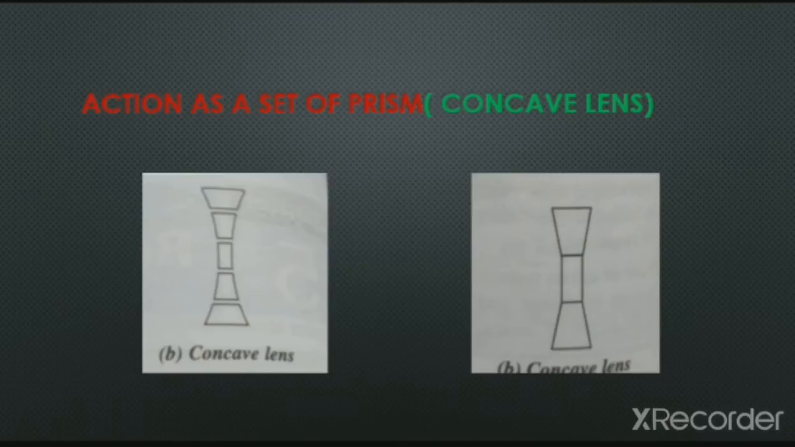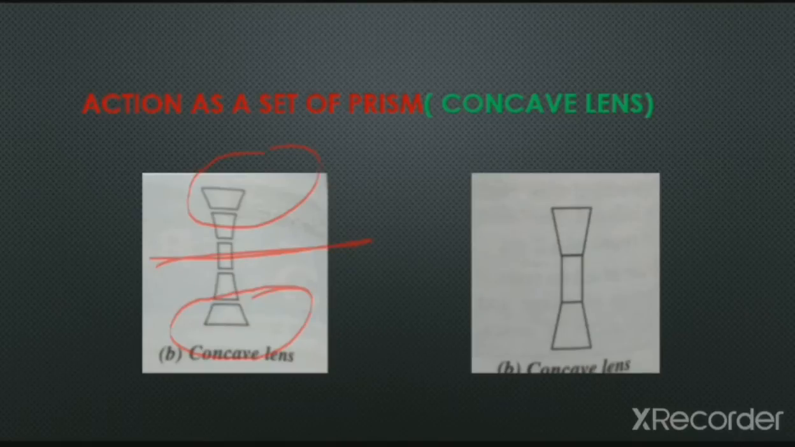So similarly, just like a convex lens, if we divide a concave lens into different smaller parts, what we will observe is that again the upper and the lower part will behave as a prism. This time the base of the prism is straight in the lower part, and the upper part is the inverted prism, and the middle part will behave as a glass block.